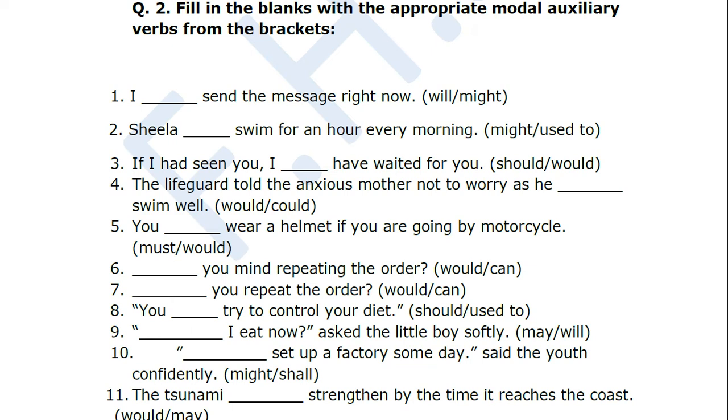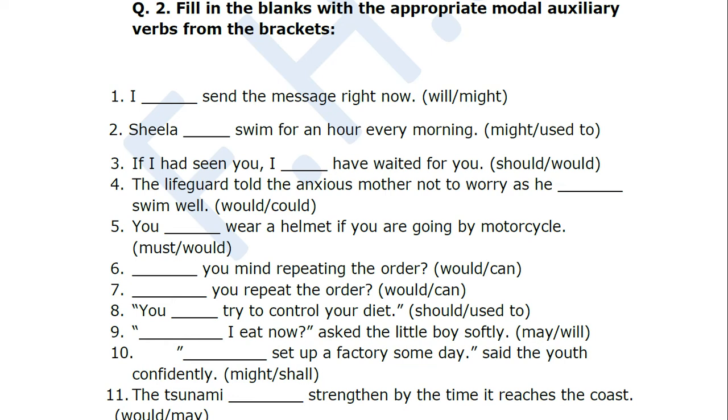First one, I dash send the message right now. You can either say will or might. So I might send because there is a possibility. There is a possibility that you will send it right now. Is it correct? Think.